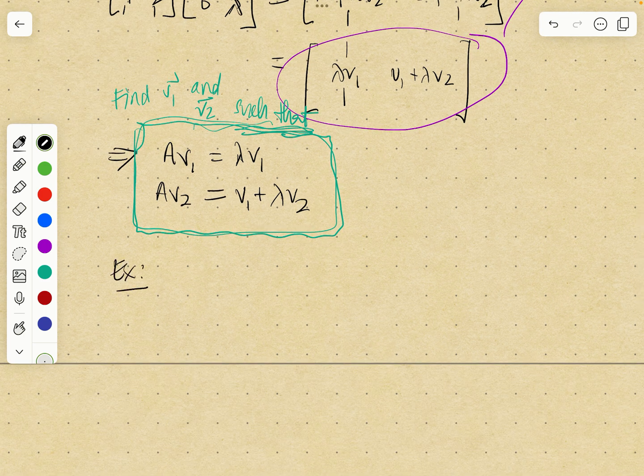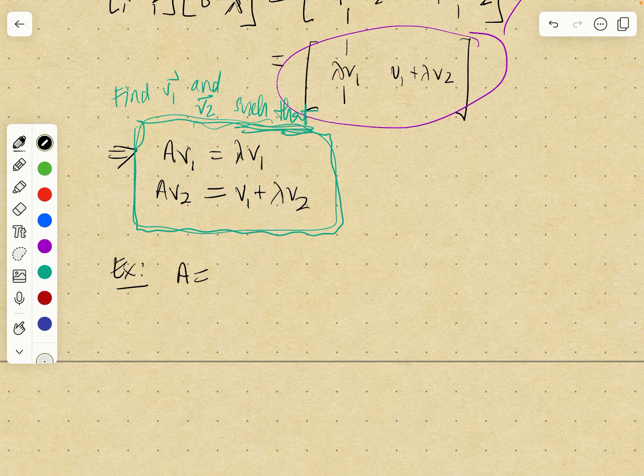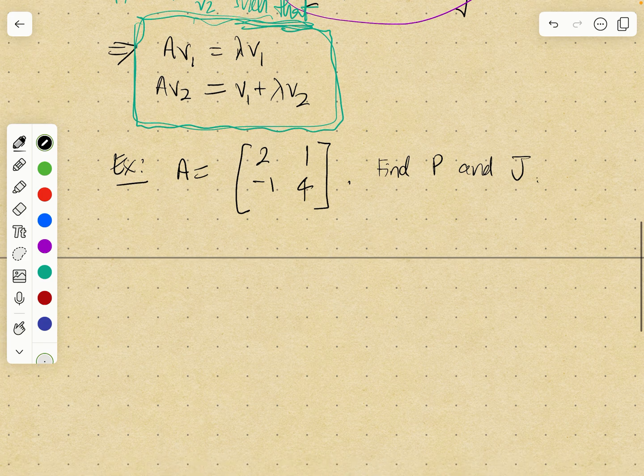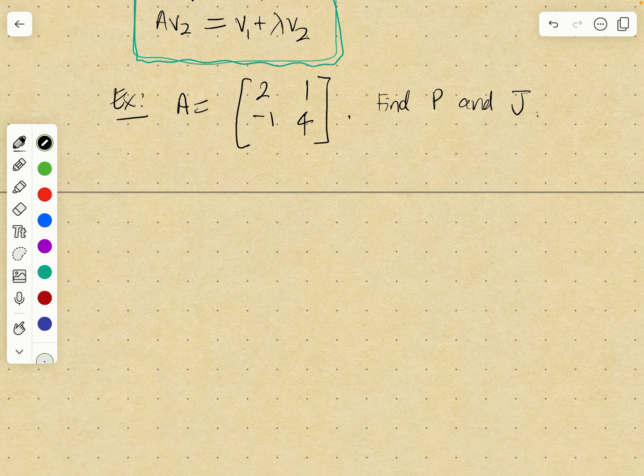Let's find the P and J for the matrix A equals, the first column is 2, -1, and the second column is 1, 4. So what we want to do is find P and J, where J is in Jordan form and A is equal to P J P inverse. All right, well, the first thing we want to do is find J. So to find J, we need to find the eigenvalue of A.